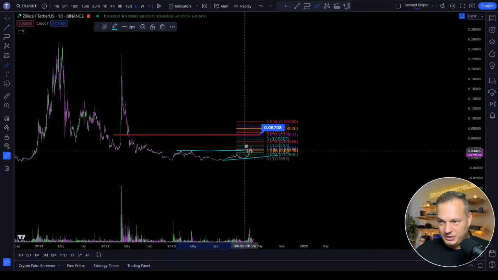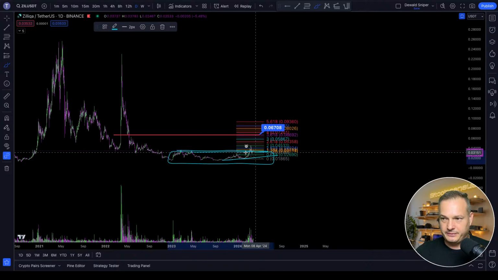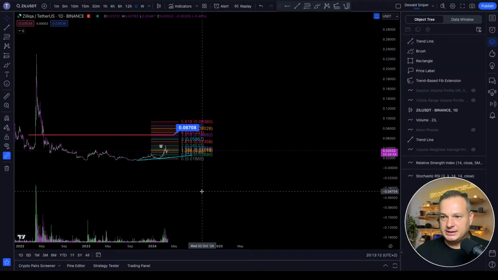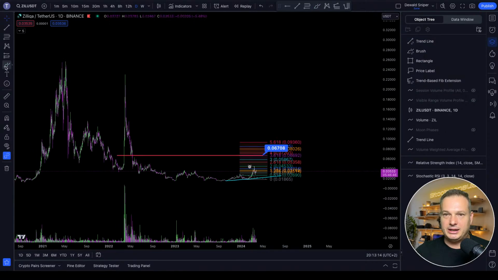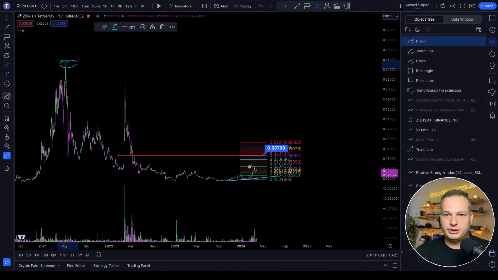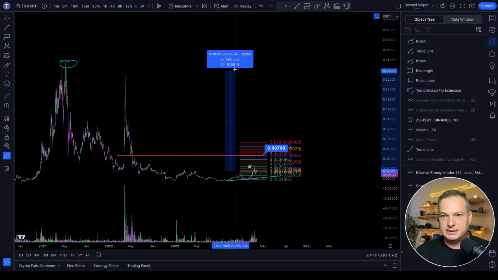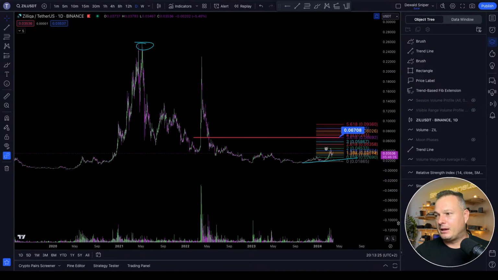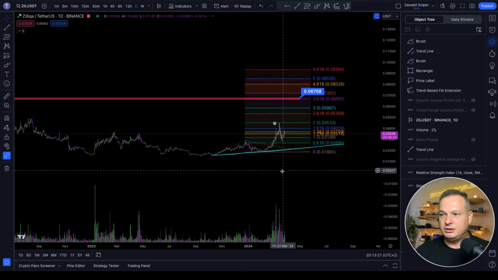Zilliqa is at the moment almost in a consolidation zone. Nonetheless, regardless of the push that Zilliqa had up here, you can still see where it needs to go. As always, not all my money is in Zilliqa, but for Zilliqa to reach all-time highs, it's still 629% away. Then I zoom into this price action over here.